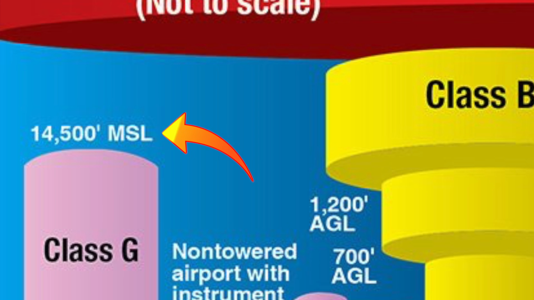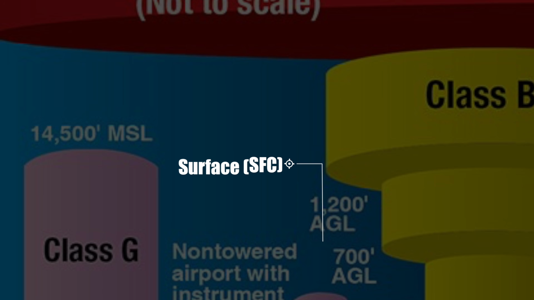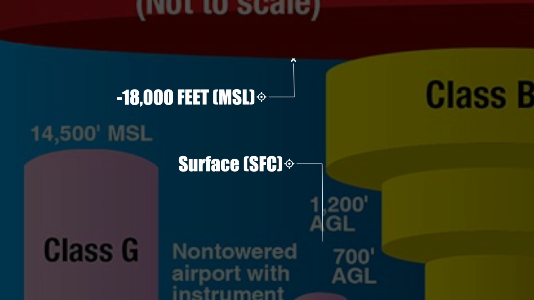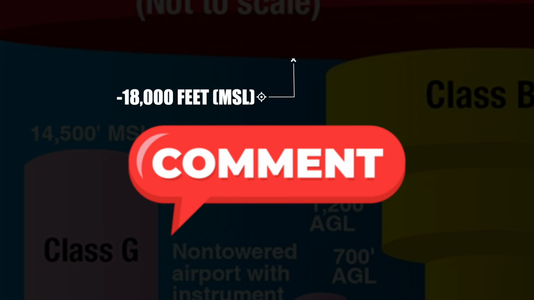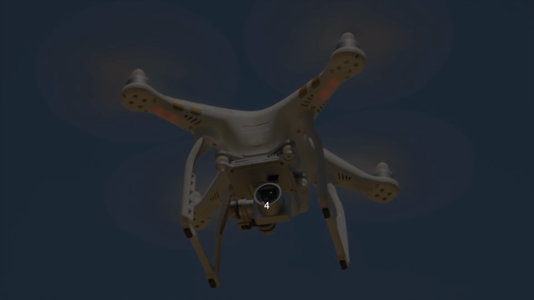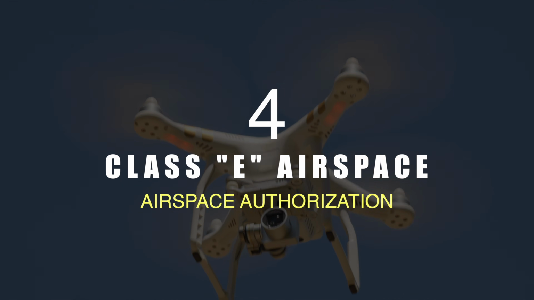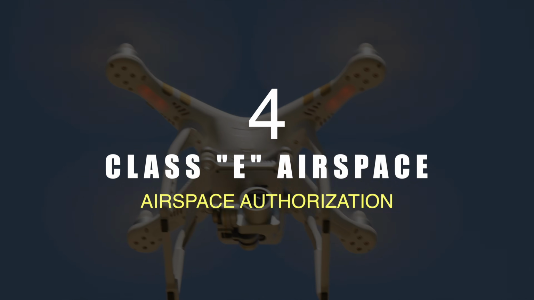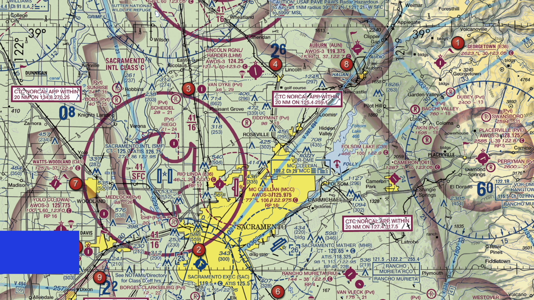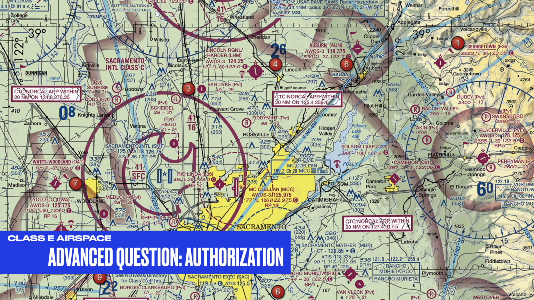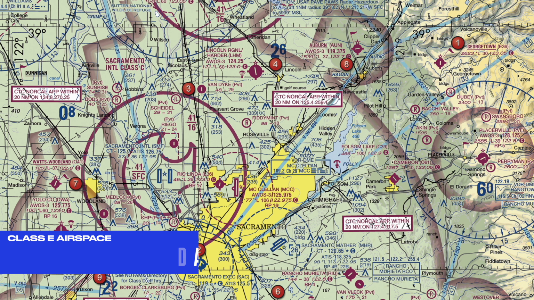And as you can see, Class E airspace is everywhere. It can be from the surface and go all the way up to, but not including, 18,000 feet MSL. Does that sound familiar? If it does, then comment below and tell me what the vertical limit is for Class E airspace. If you're flying a drone in Class E airspace, the question is, do you need authorization? This is an excellent and advanced question, and the simple answer is more than likely no, but sometimes yes.